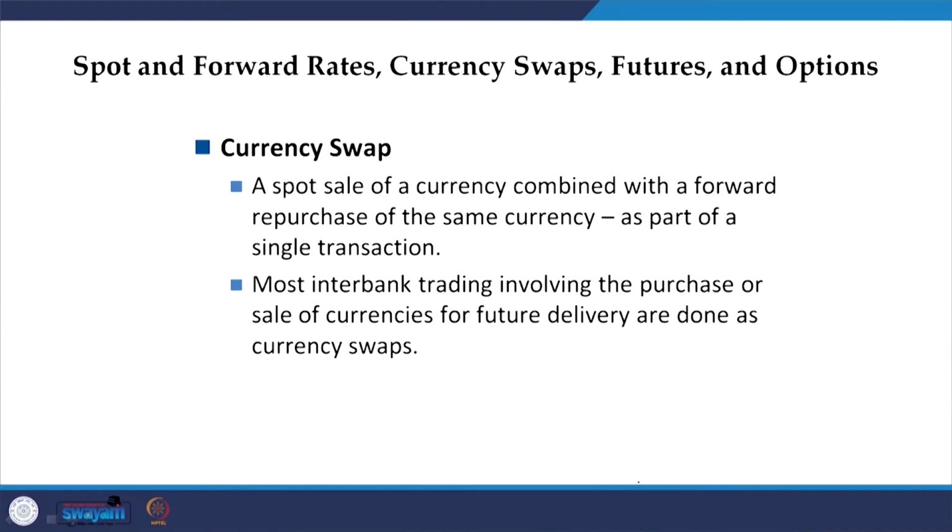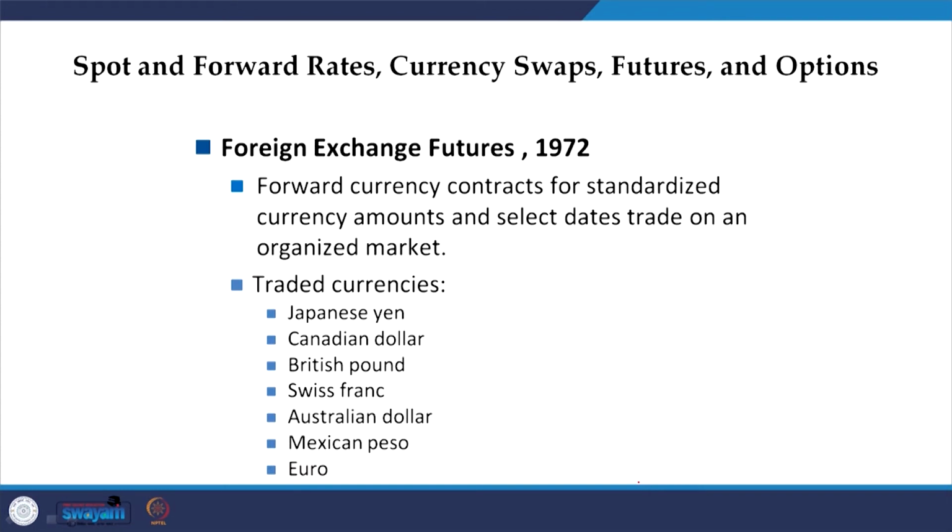So, most interbank trading involving the purchase or sale of currencies for future delivery is done through currency swaps. So, a currency swap is basically a sale and repurchase, on a contract at a spot rate with a later date for repurchase. So, the concept of futures comes to our understanding. It refers to a 1972 period. It is usually called forward currency contracts for standardized currency. Futures actually refers to the market where standardized currencies are traded for a future date.